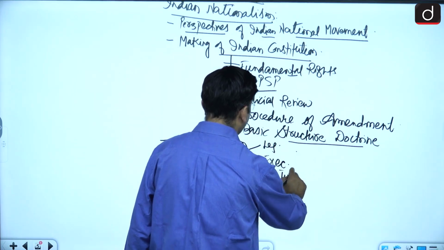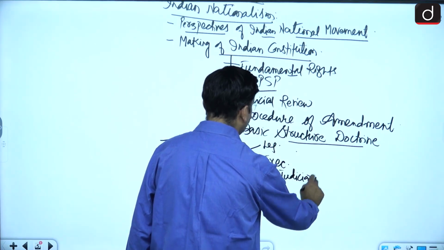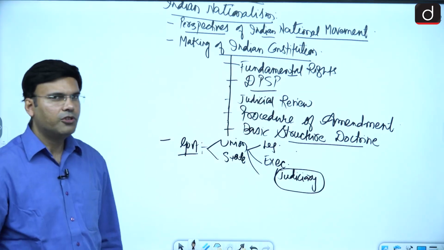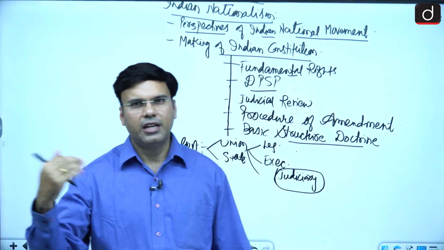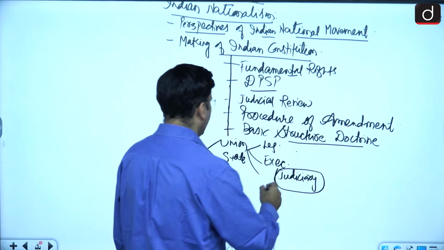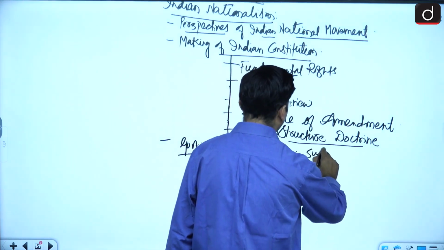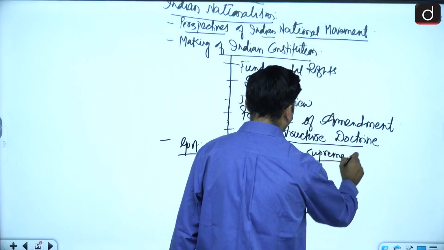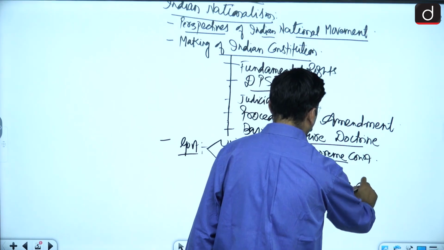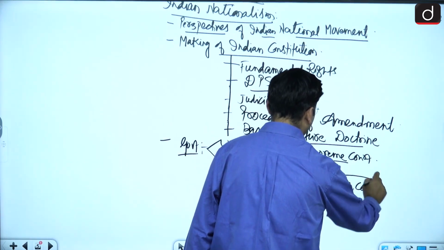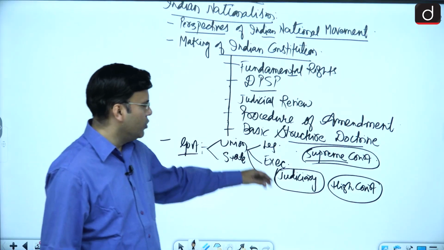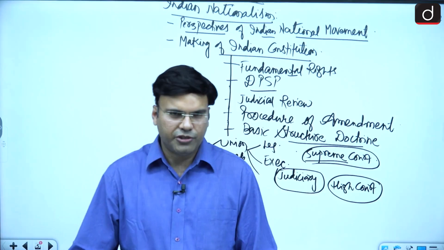So judiciary cannot be divided into union and state because we have a model of judiciary which is not thematically understood as a division between center and state. But what we can read over here is that for union we will be reading Supreme Court, and for the state part we'll be reading the High Court, while union and state legislature and union and state executive.